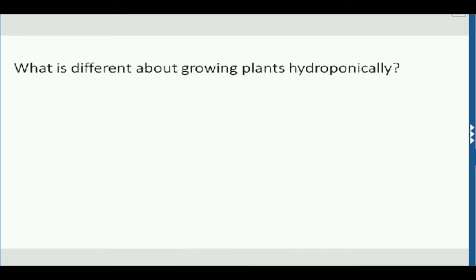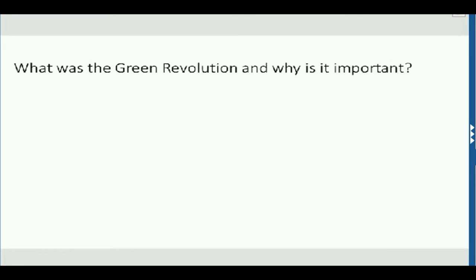Okay. What is the difference about growing plants hydroponically? You just grow without soil. And by the way, after this presentation, when I do the links, I'll also put up a link to the slideshow as a PDF in case you want to use it as flashcards or whatever. So you'll have that as well.